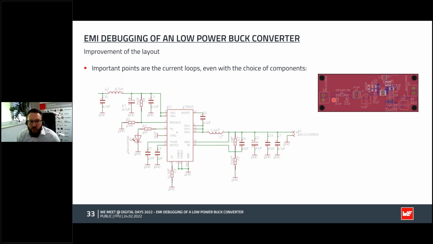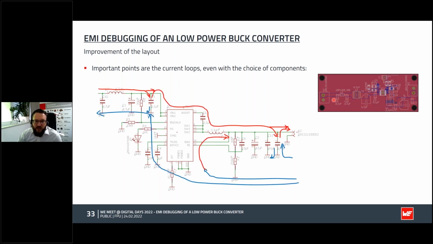Also the control loops for the old design, or the design with filters. When you think about current loops, they are here. It was not really the best solution. In the other design, we really thought about it and kept the loops really small. Here it was quite big, and therefore we also had this radiation.